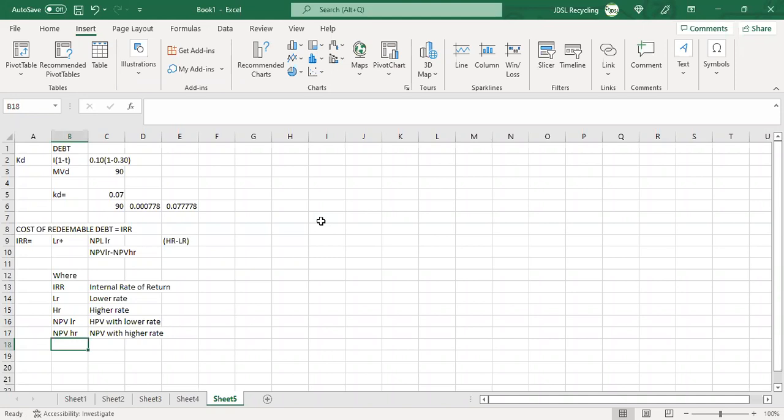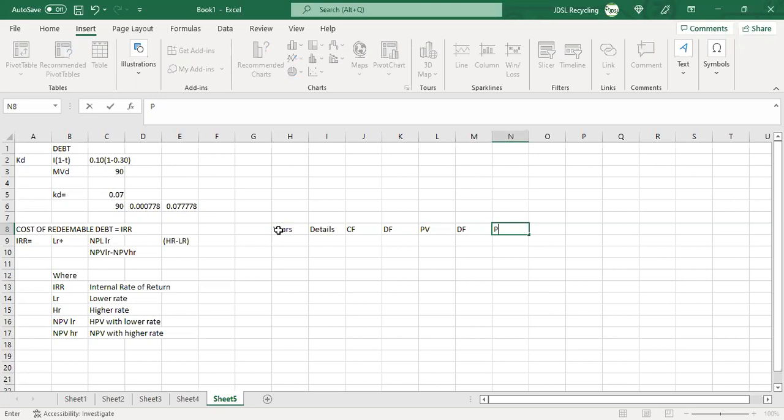Now, if we want to understand this formula clearly, or make use of it, we need information in the form of years, details, cash flow, discount factor, first assumption, because this is a trial and error. We have PV, and we also have the second discount factor and the second PV. This is the information that will be needed to determine the internal rate of return.